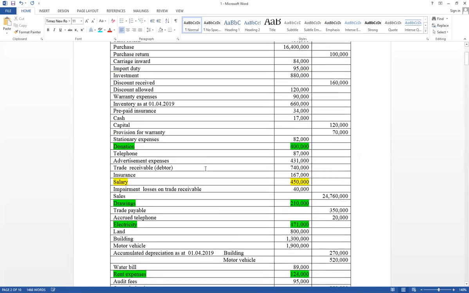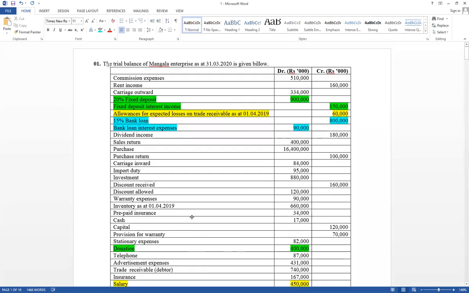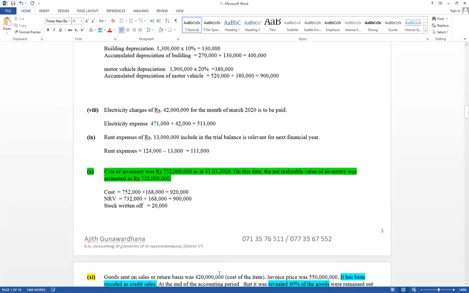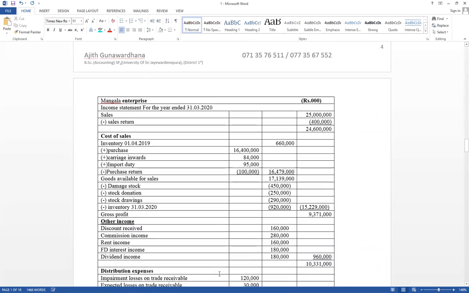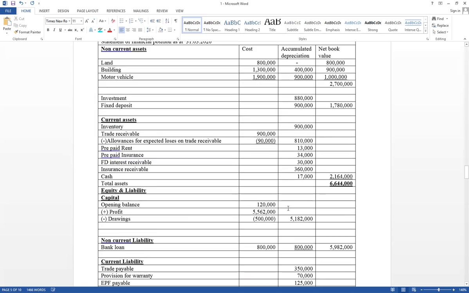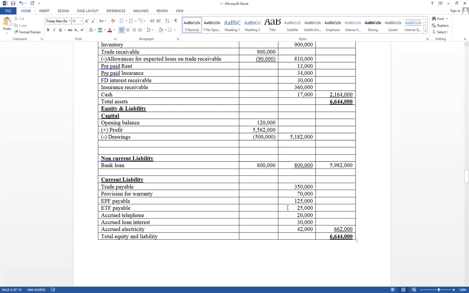After that, the trial balance should be complete. After that, the income statement should be complete. Think about the process. The income statement should be complete. Try to calculate net profit. Then the financial position should be complete. First one, additional information. Second one, trial balance. Third one, income statement. Fourth one, financial position.